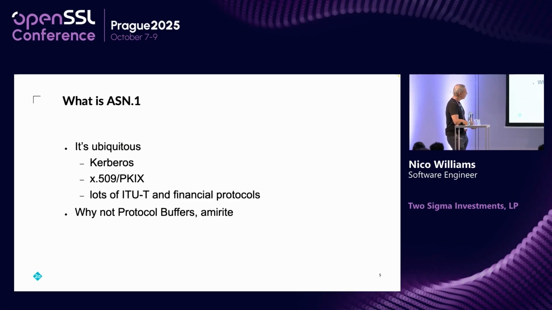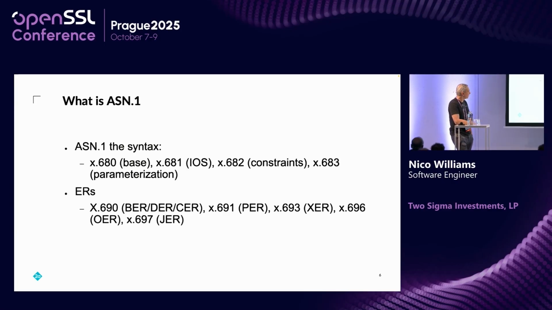And it's everywhere. It's in Kerberos. It's in PKIX. It's in lots of various financial and telecommunication protocols. And some of you might be like, why not protocol buffers, right? It's 2025. Well, I'm not going to start on that because I'll waste my entire time telling you how bad protocol buffers is. So I'm going to skip. Anyways, for ASN.1, these are the relevant ITU-T specifications, X.680 and X.690 and related ones.